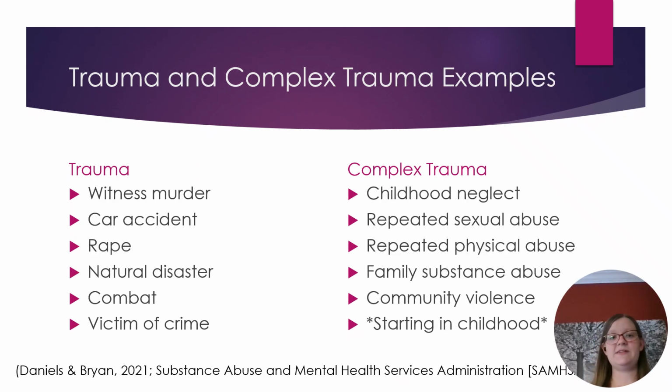To further understand the differences between trauma and complex trauma, let's look at some examples. So on the left-hand side of the slide, you can see some examples of trauma, which can include things like witnessing a murder, being in a car accident, being raped, or being part of a natural disaster. In contrast, complex trauma includes things like childhood neglect, repeated sexual and physical abuse, family substance abuse, and exposure to community violence. Now, one thing that you should notice is that the complex trauma ones pretty much all occur within the context of a relationship.